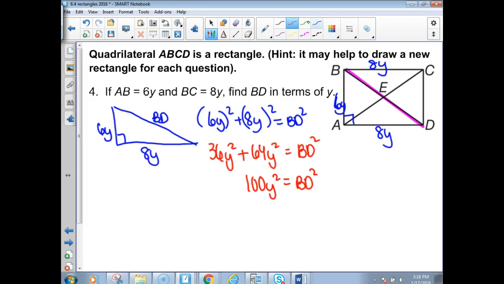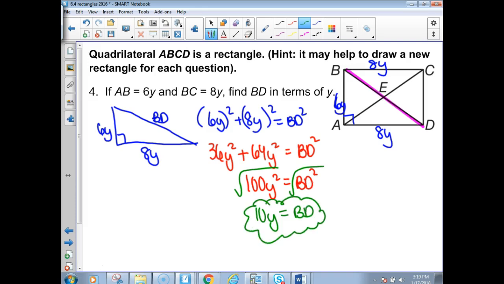And then how do we unsquare stuff? Take the square root of both sides. So that would give us 10y. Square root of 100 is 10. Square root of y squared is y. Square root of BD squared is BD. So that's the answer, 10y. BD equals 10y.